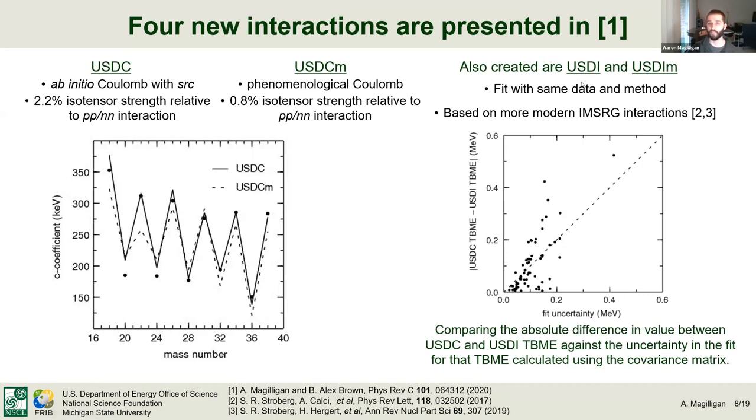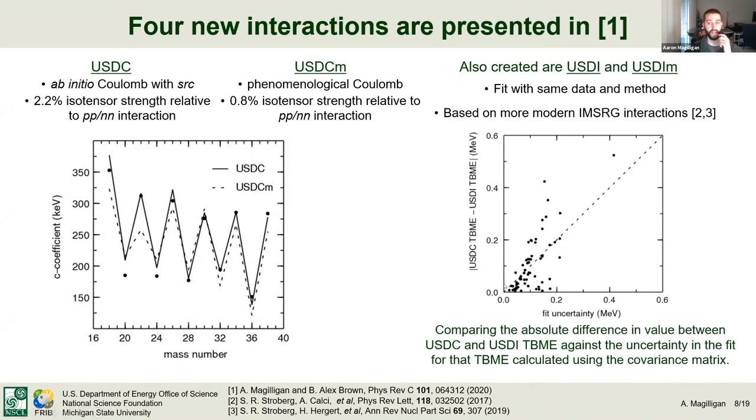And then, as Alex said, we also developed the USDI and USDIM interactions that were fit with the same data and methods, but based on more modern IMSRG interactions. And then this plot here is just showing those fit uncertainties versus the absolute difference in the USDC and USDI two-body matrix elements. So you can see that when USDC and USDI disagree, it's often in off-diagonal matrix elements.